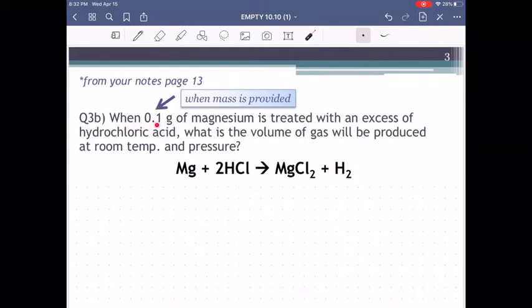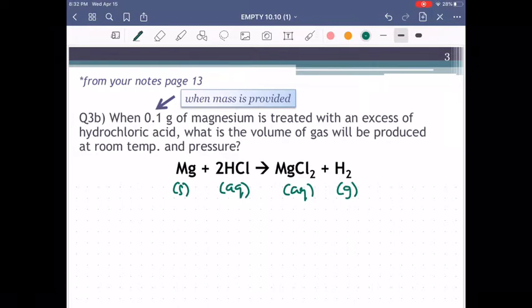Okay, next question, 3B. When 0.1 gram of magnesium is treated with excess hydrochloric acid, what is the volume of gas that will be produced at room temperature and pressure? I highlighted here, when the mass is provided, you are asked to find the volume of gas produced. From this equation, this gas is produced, right? This is hydrogen. Let me write down: this is solid, this is aqueous. Your magnesium chloride should be aqueous, and this is the only product that is a gas.